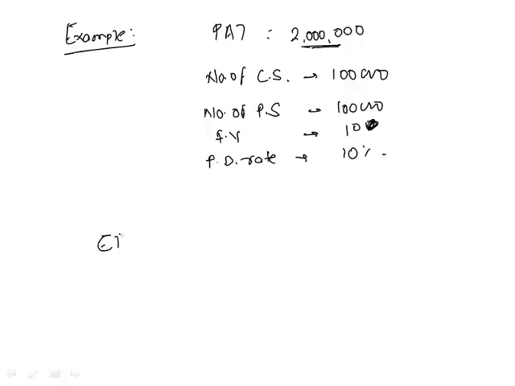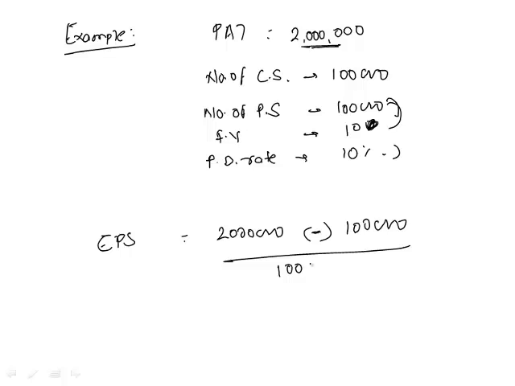Okay, so how do we calculate EPS? And that's what the numerator really meant. 2 million here minus the preference dividend, which is 100,000 into 10, which is a million, into 10%, which is again 100,000. So minus 100,000 divided by number of common shares 100,000, which would give us 19 as your basic EPS. Have you understood the meaning of numerator? Profit available to equity shareholder, which means profit after tax minus the preference dividend. Any questions here?